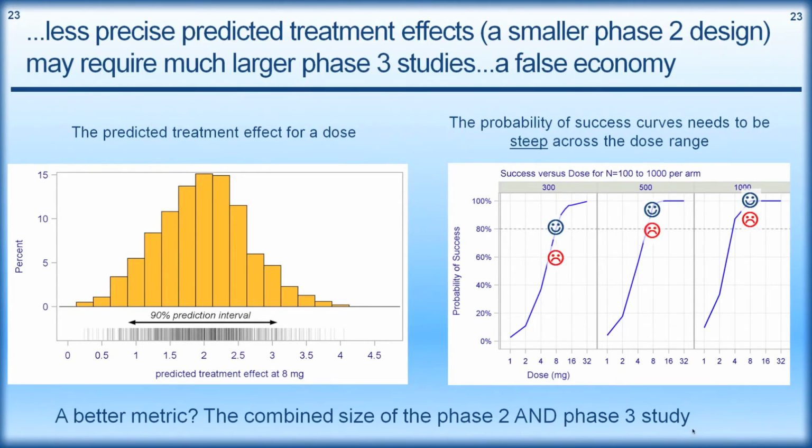If we run very small phase 2 studies, we may end up needing very large phase 3 studies, whereas perhaps if we run larger phase 2 studies, the phase 3 studies will be smaller because we'll be more confident about the size of the treatment effects.